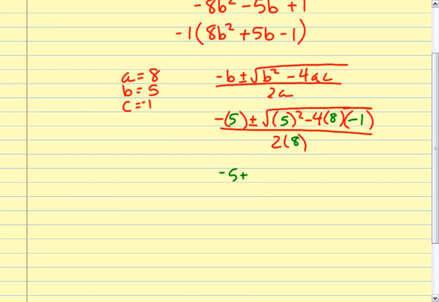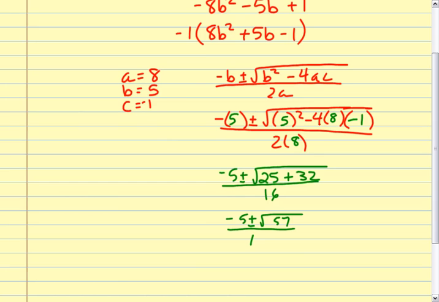Minus 5 plus or minus square root 25 plus 32. I don't know if it's going to change everything. We'll see. All right, all over 16. Minus 5 plus or minus the square root of 57 over 16. All right, well, here we are again. And now it's not a negative number under the radical sign, but it's a number that's not a perfect square.